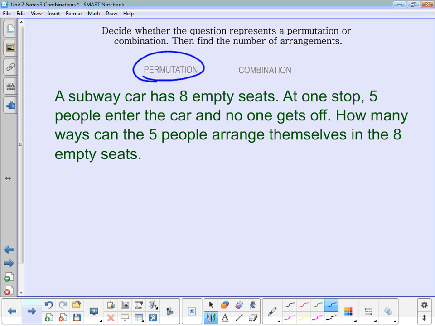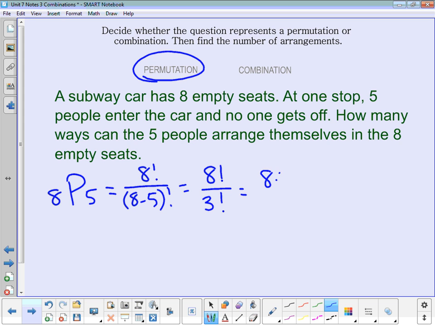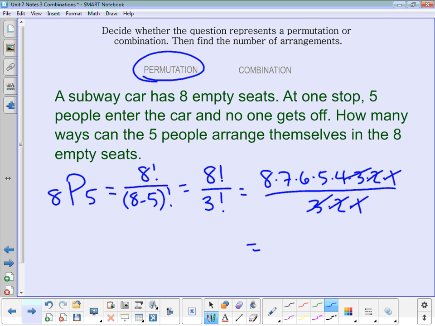Okay, now let's calculate it. I have 8 seats, and I'm choosing 5 of them for the 5 people. That's 8 factorial over 8 minus 5 factorial, or in other words, 8 factorial over 3 factorial. 8 times 7 times 6 times 5 times 4 times 3 times 2 times 1, all over 3 times 2 times 1, and cross it out. That's the best part about all these questions. So what's left is 8 times 7 times 6 times 5 times 4, and if I multiply all those together, I get 6,720 different ways that those 5 people can sit down.